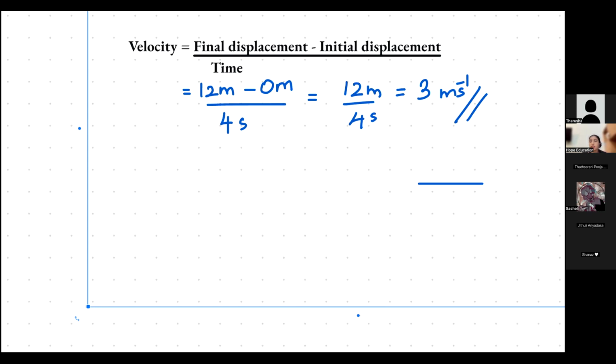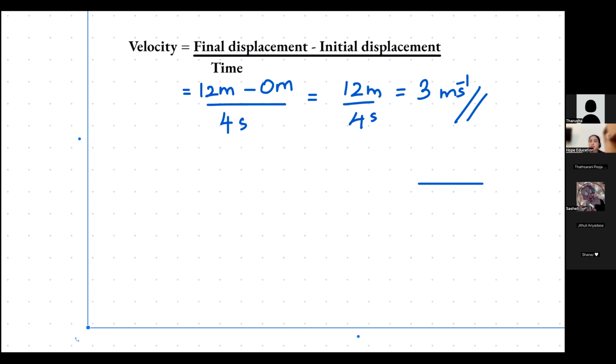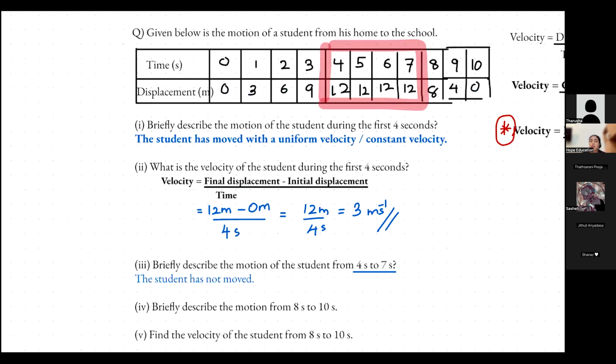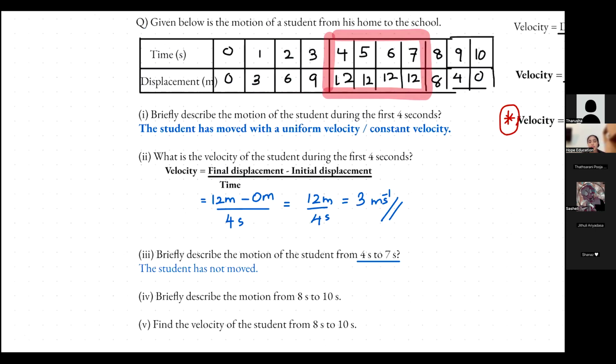We just have to write the student has not moved, or you can write there is no motion or something with a similar meaning. Is that clear to all of you? Thumbs up, please. The displacement neither increases nor decreases, which means there is no motion.